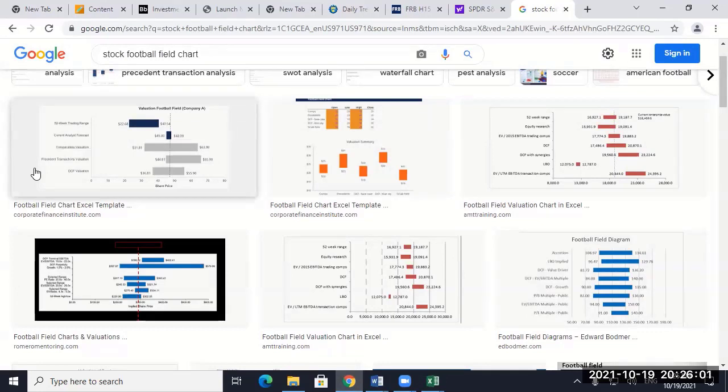It's a little tough to build this in an Excel graph. I can guess how to do it. You might even go on Excel and just type the word football and see if it comes up. Excel might already have a football field built for you. But essentially, you can see this first one. They have the 52-week range, current analyst forecast, and then different valuation models with their ranges.